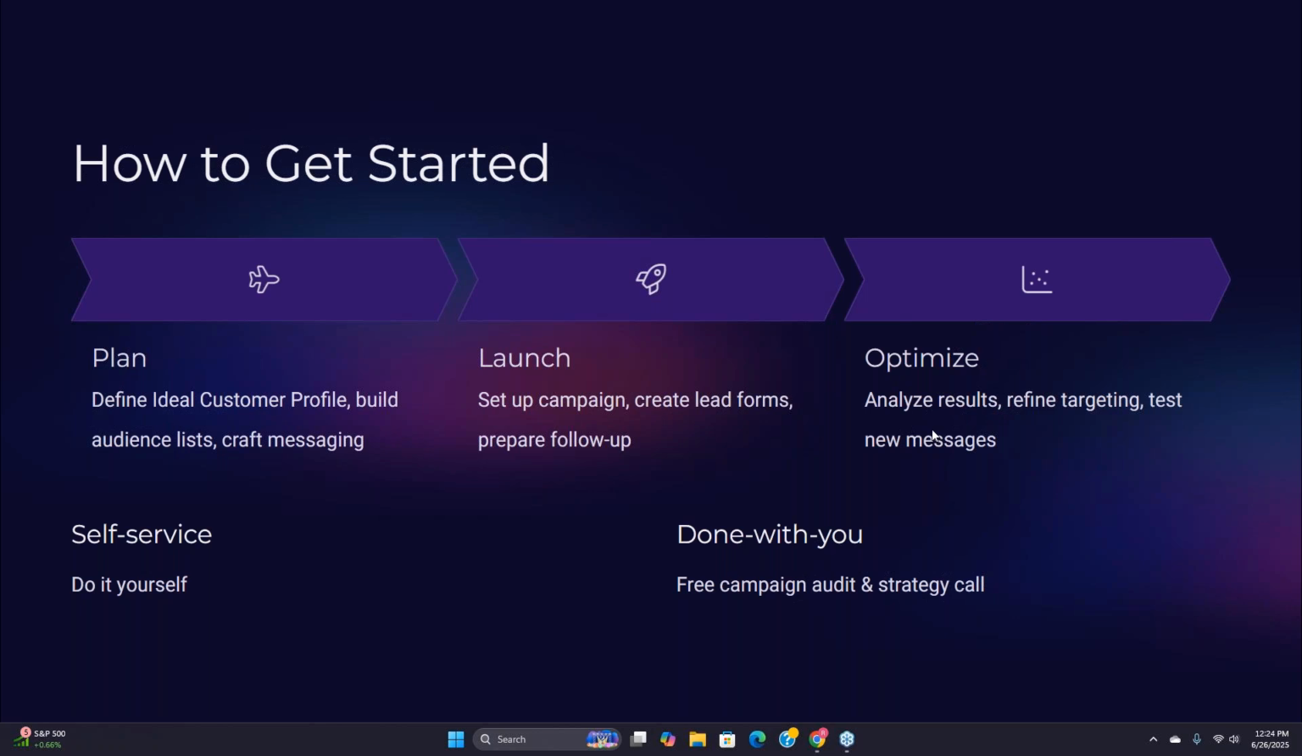Optimize, you'll analyze your results, you'll refine targeting, and test new messages. Again, why I suggest doing this all in the beginning instead of scrambling and trying to come up with new messaging. You have a lot of messaging already prepared in your arsenal, so to speak, and you can easily, quickly deploy some new messaging to split test.